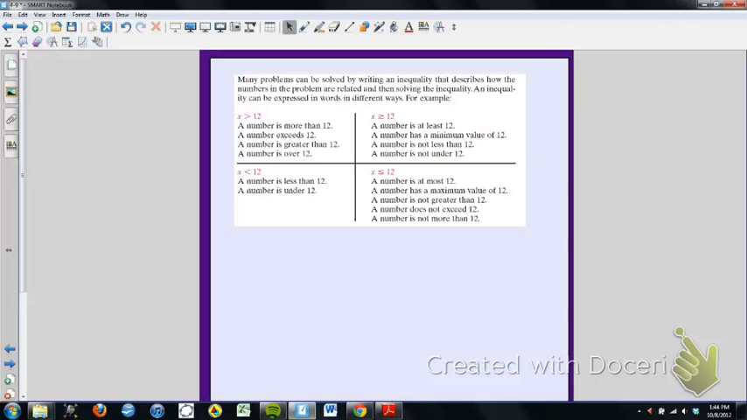x is less than 12 would be a number is less than 12 and a number is under 12. Whereas less than or equal to is a number is at most 12, a number has a maximum value of 12, a number is not greater than 12, a number does not exceed 12, a number is not more than 12. Okay, so take a moment and write these down in your notes.